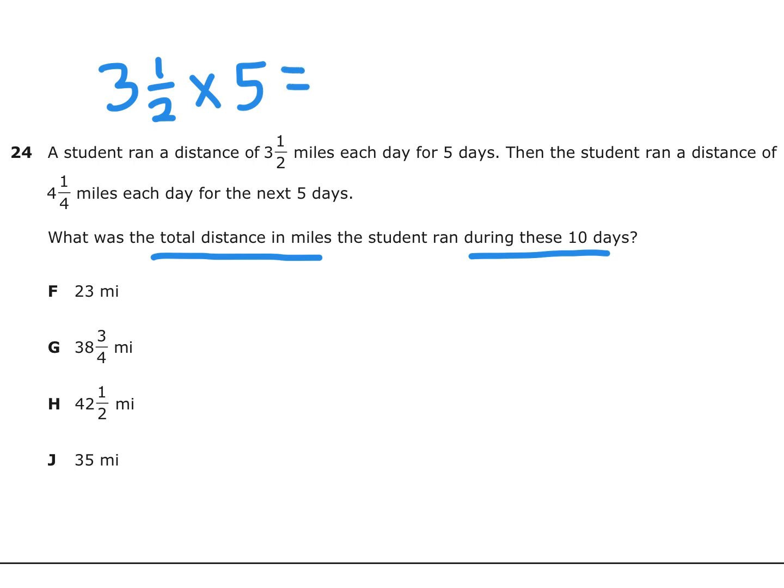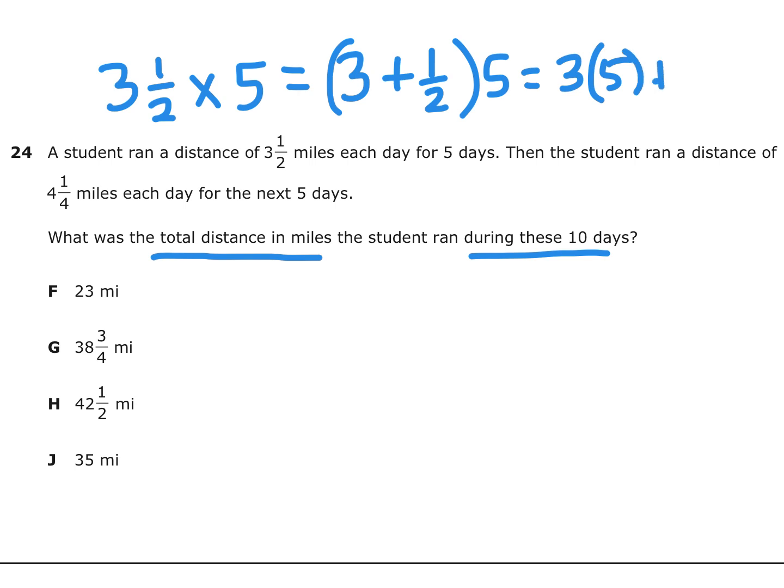There are different ways of doing this, but you could do 3.5 as 3 plus 1/2, and each of those times 5, which would be 3 times 5 plus 1/2 times 5. So 3 times 5 is 15, plus 1/2 of 5, 5 divided by 2, that's 2.5. So the total there will be 17.5. That's for the first 5 days.